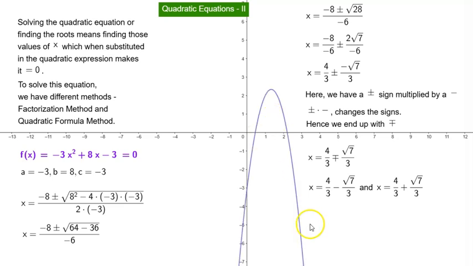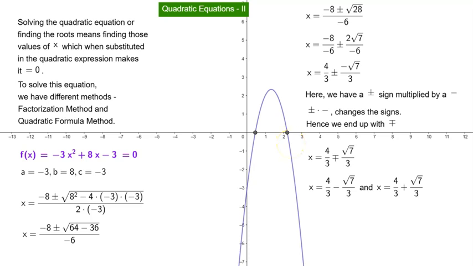We have this graph. Here the coefficient of x square, that is a, is negative. So it is opening downwards and it is intersecting the x-axis at these 2 points. This point is 4 by 3 minus root 7 by 3, and this is 4 by 3 plus root 7 by 3.